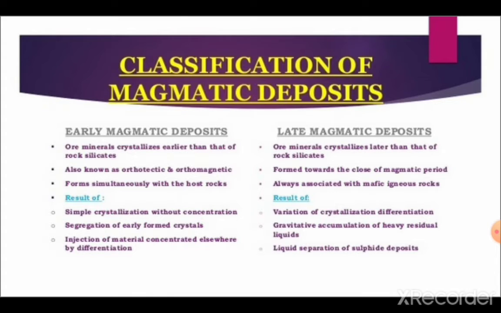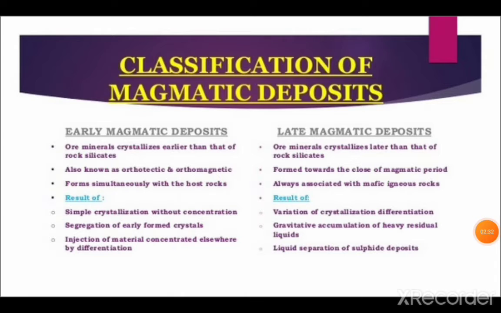The early magmatic deposits are formed simultaneously with the host rock. The late magmatic deposits are always associated with mafic igneous rocks. The major differences between early and late magmatic deposits are: in early magmatic deposits there is simple crystallization without concentration. In late magmatic deposits there is a variation in their crystallization.